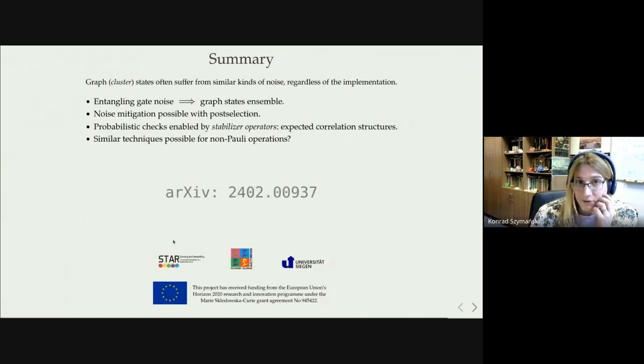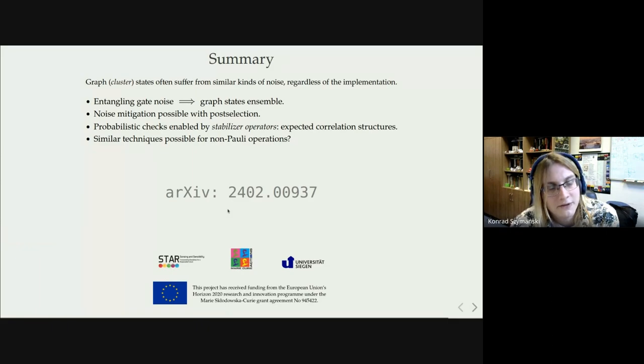So that's about it. I mean, this work is published on arXiv and sent to Quantum. It is about how entangling gate noise, as observed in real life systems, corresponds to generation of an ensemble of graph states or stabilizer states, and how to get rid of some of the noise with post selection, but still without the very large overhead of full error correcting codes. And this all is possible by still leveraging some of the structure of the stabilizer group, just because you expect some correlations to appear, and if they are not there, you know that the state was prepared in a wrong way.